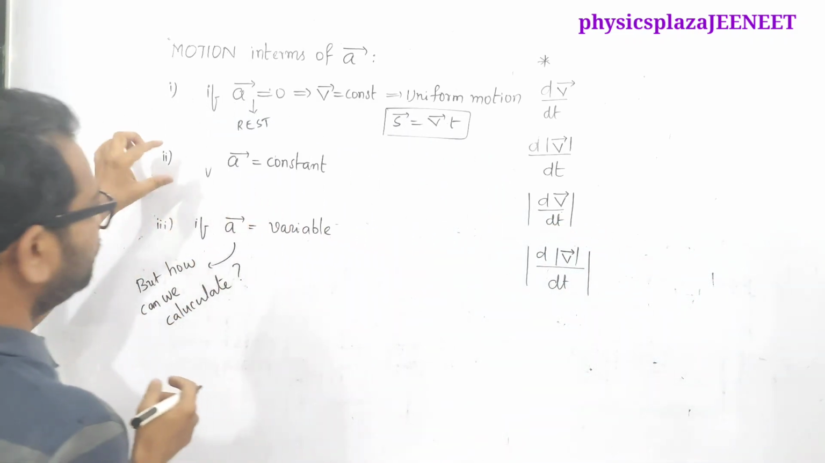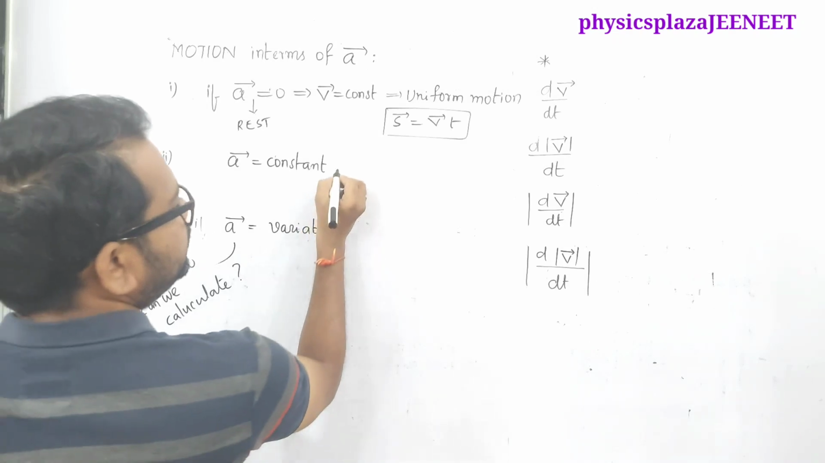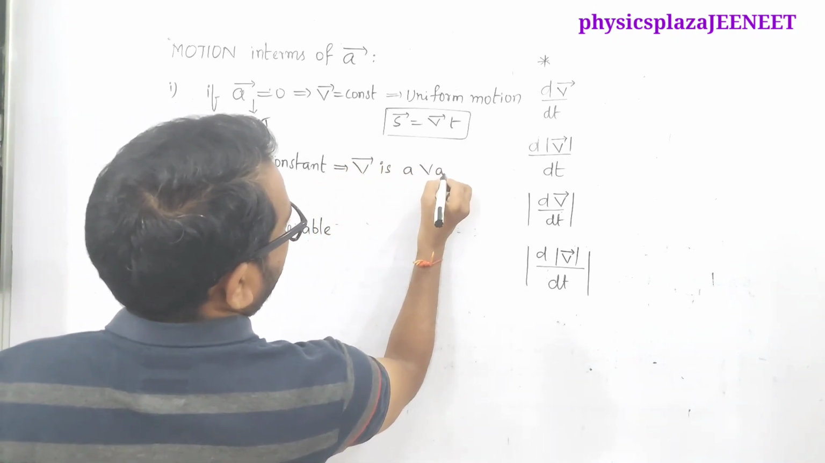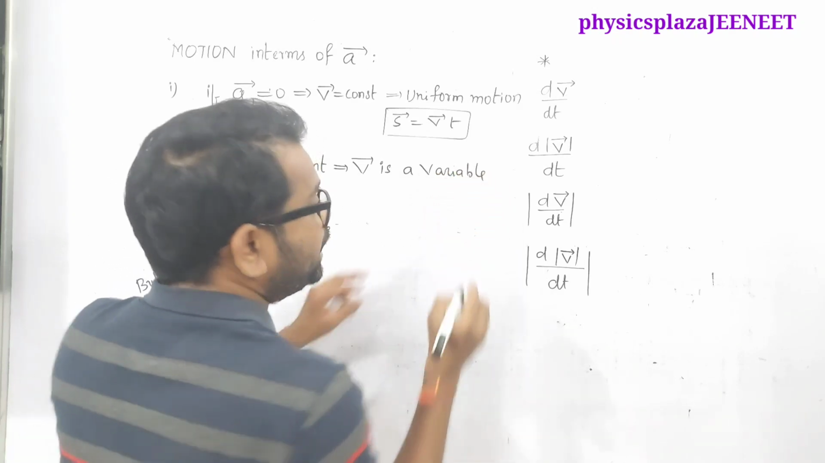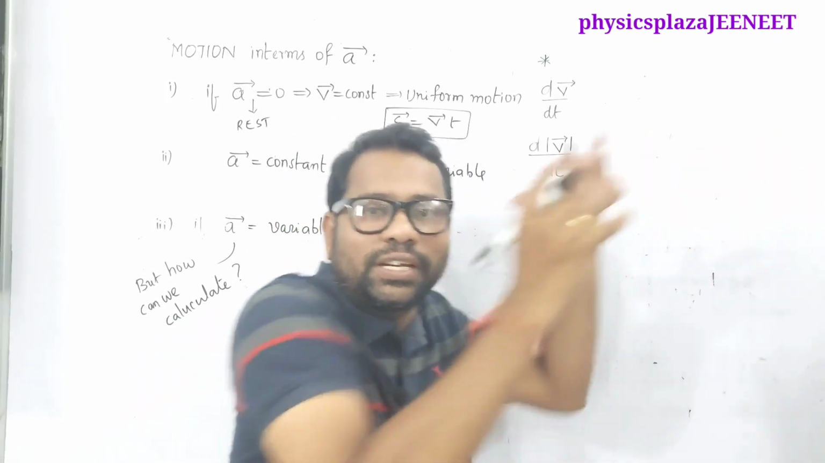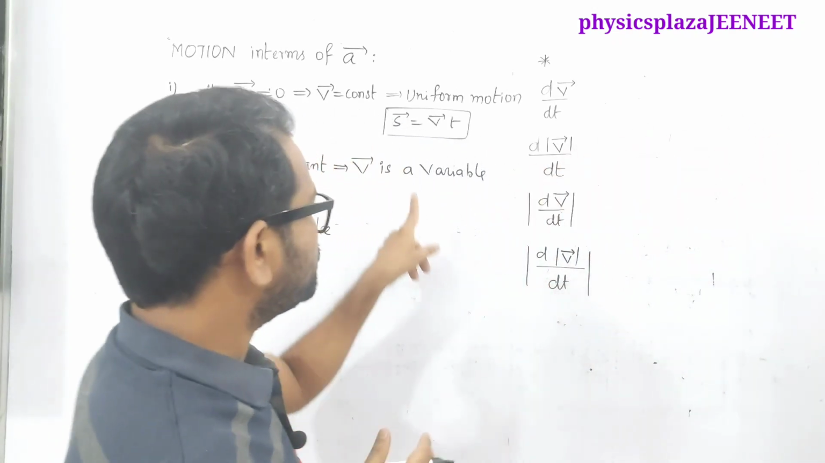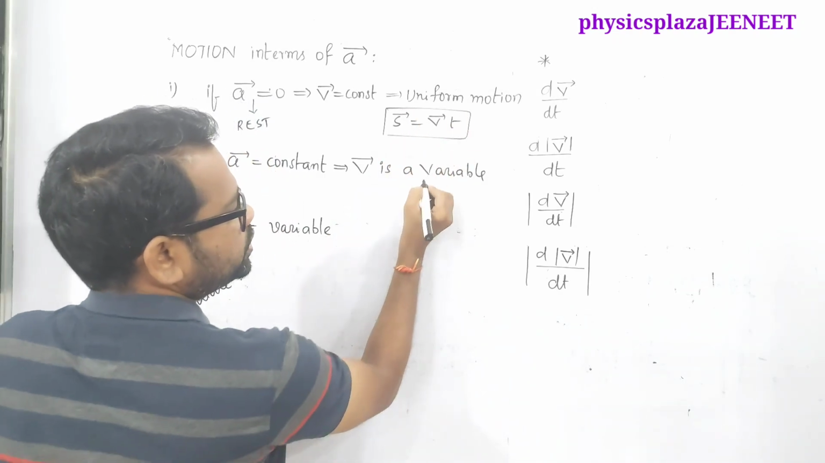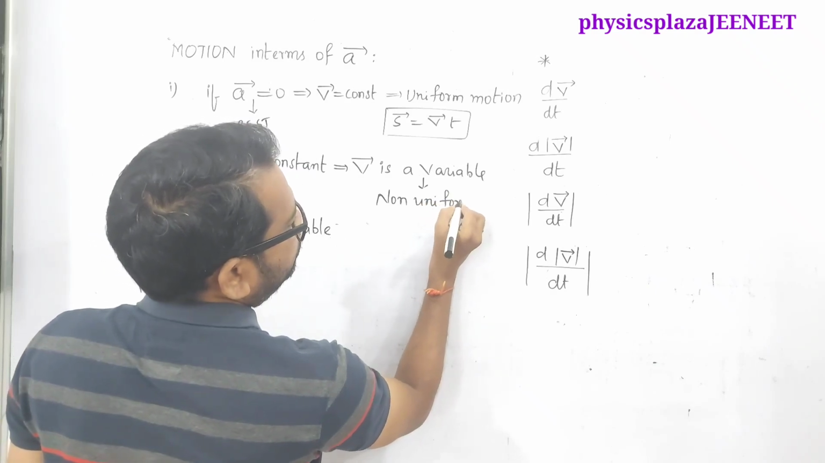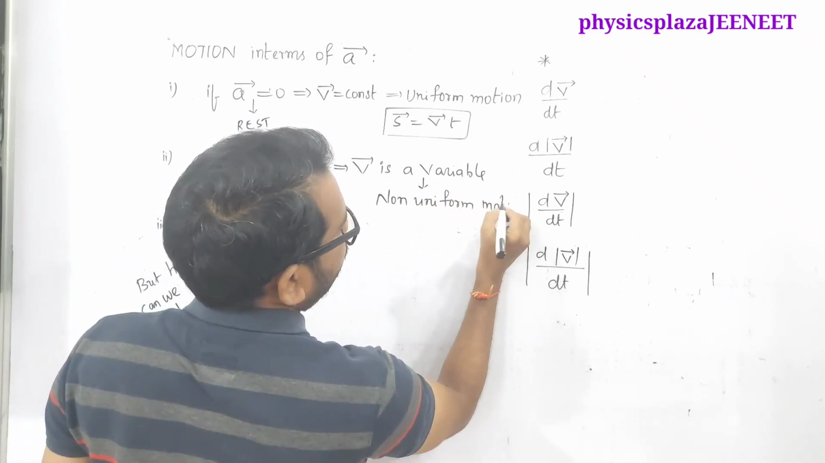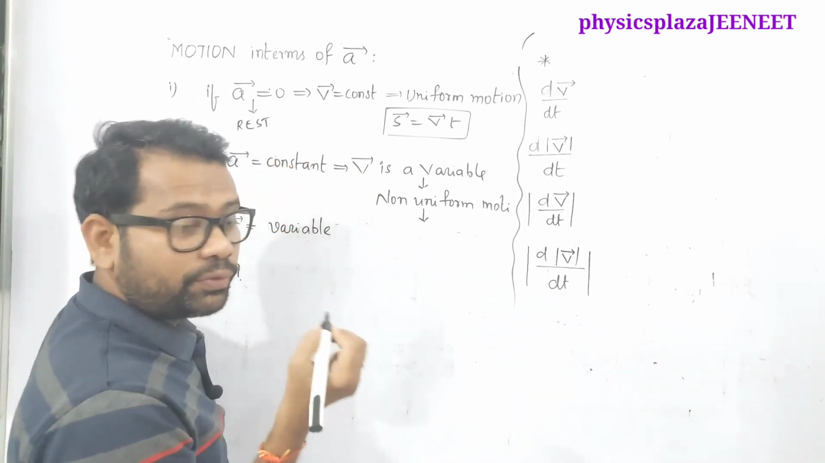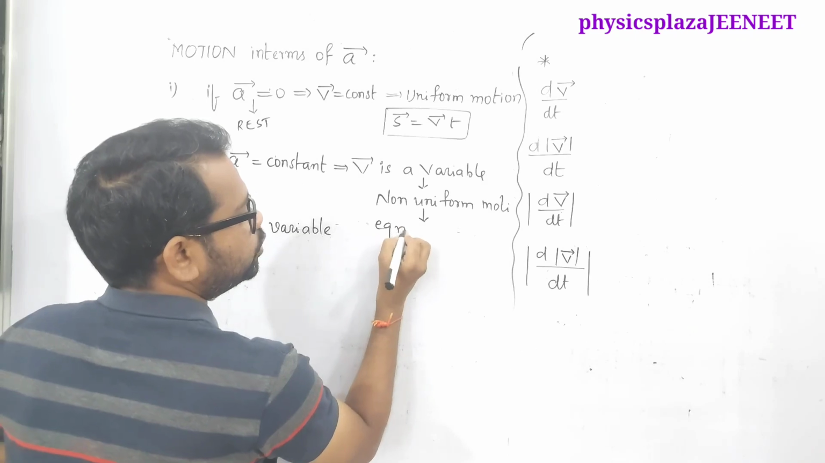Now, if a is a constant, which means what here? a is a constant means v is not a constant. v is a variable. So there is a change in velocity, but in a uniform manner. The change in velocity is constant. As velocity is variable, it is not a uniform motion; rather, it is a non-uniform motion. In this case, we can use equations of motion.